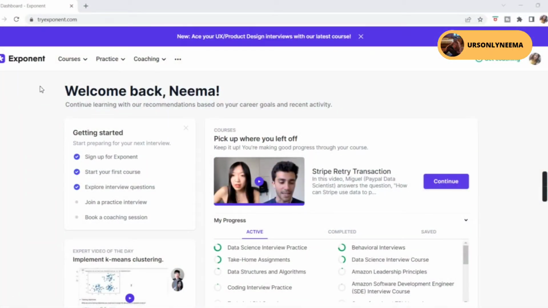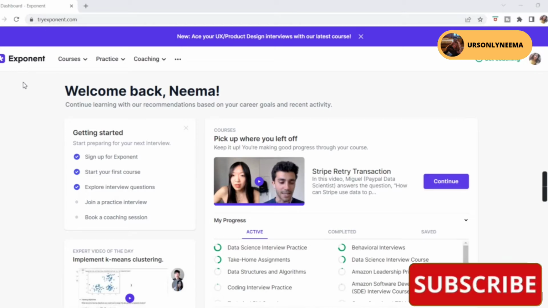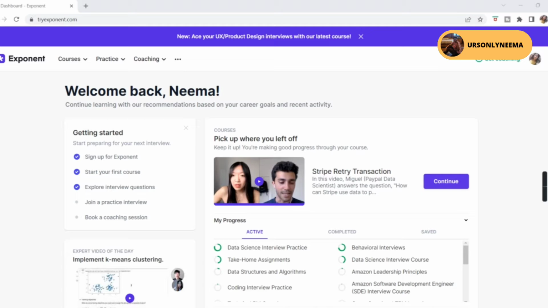This is called tryexponent.com. I came across this resource through a person who recently used it to land an offer at Google, so you can see how useful it would be. Landing an offer at Google is everybody's dream. So I got the paid version for this, and as you can see, I've already signed in. I've started my course and I'm exploring interview questions.